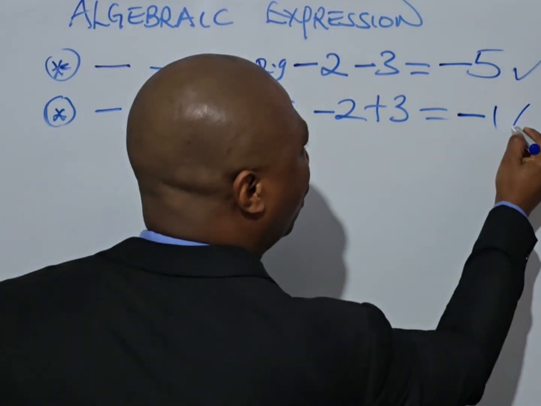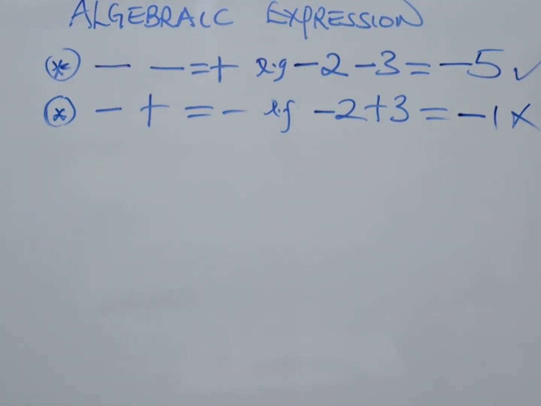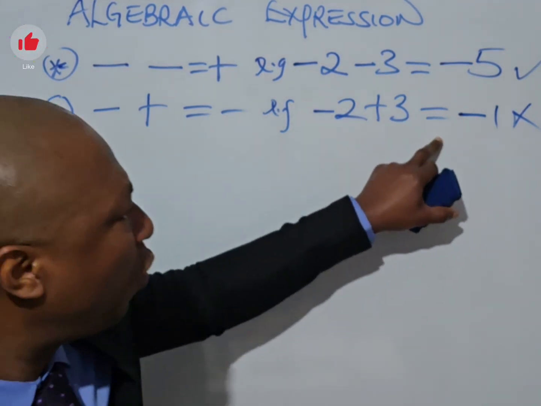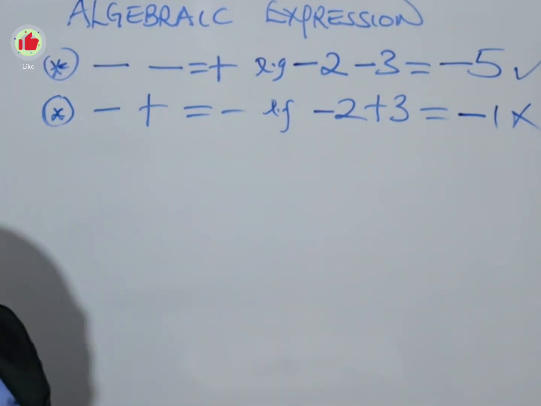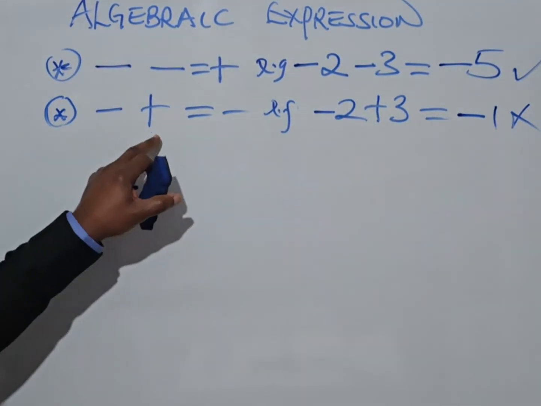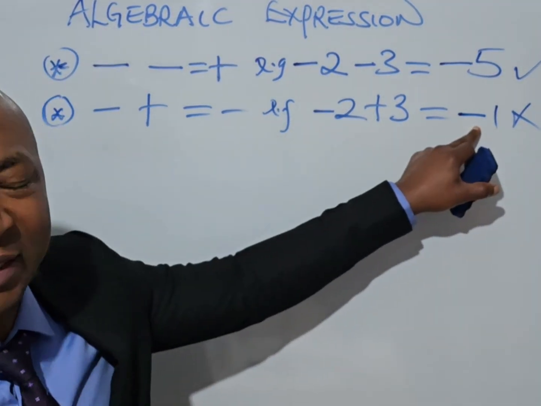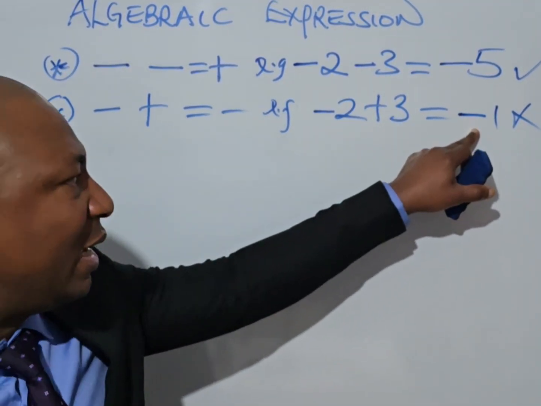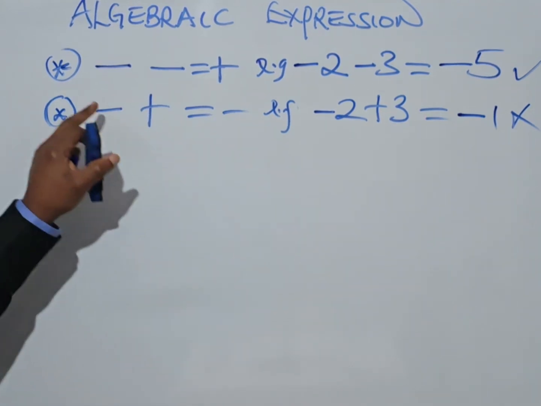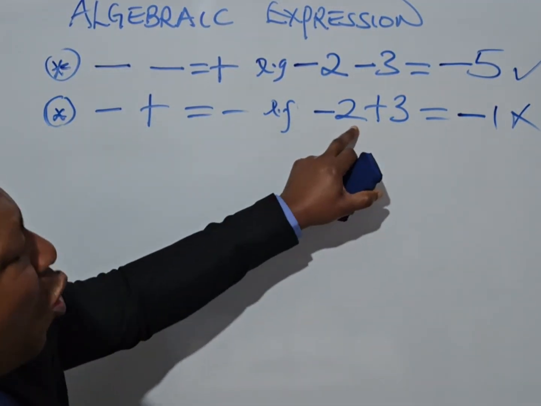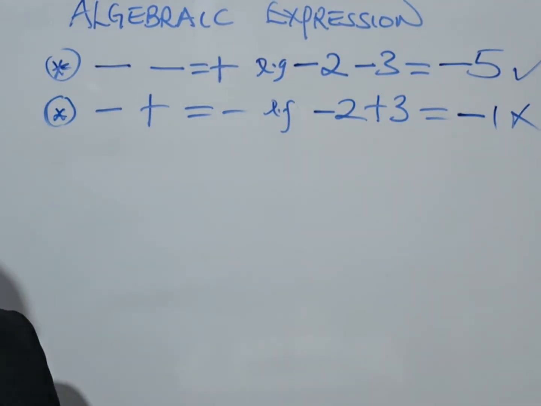This is wrong. This can never be the answer. Minus 2 plus 3 equals minus 1 is wrong, because minus plus is minus. You cannot just go and enter the minus. That is not what it is. What it means is to give you direction. Minus plus is minus, meaning you are to subtract the two numbers.